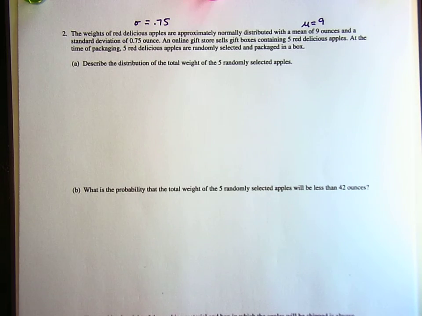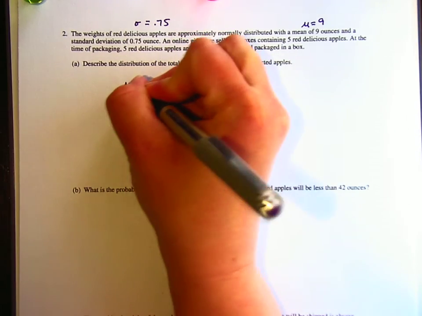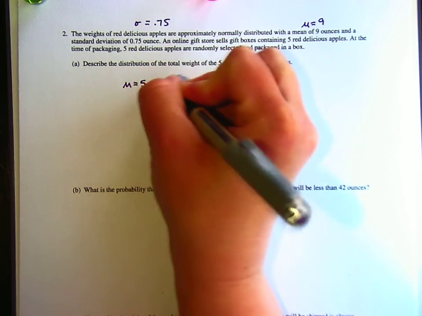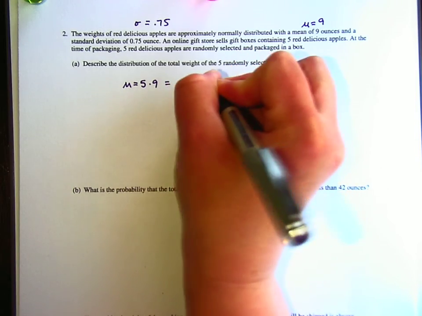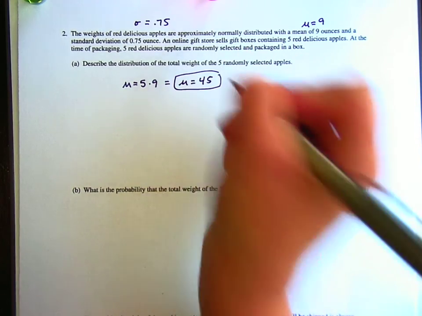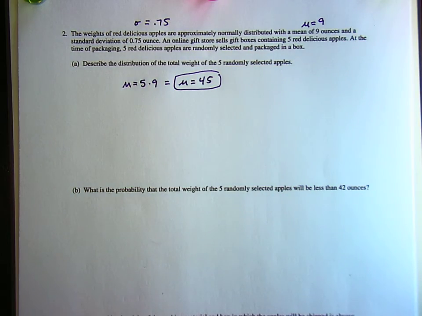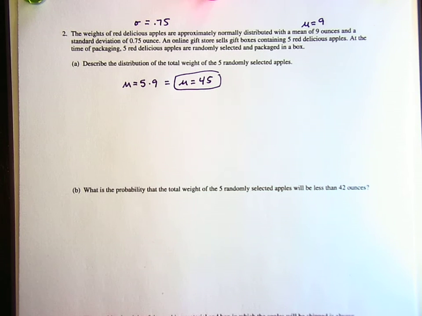For one apple the mean is 9, so if I'm trying to get 5 apples, then that would be 5 times 9. So my new mean is 45. For a standard deviation, I can really only compare variances. That's one thing. I'm not sure if we completely went over it, but you can only compare variances.